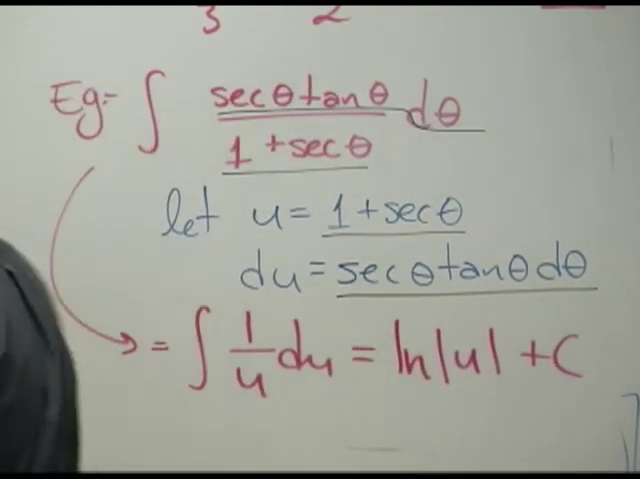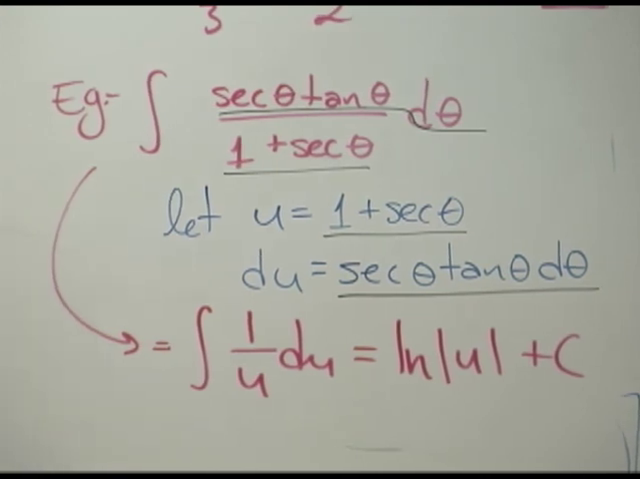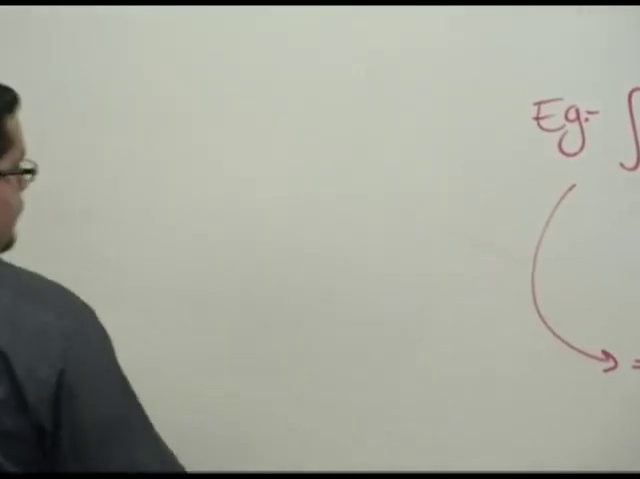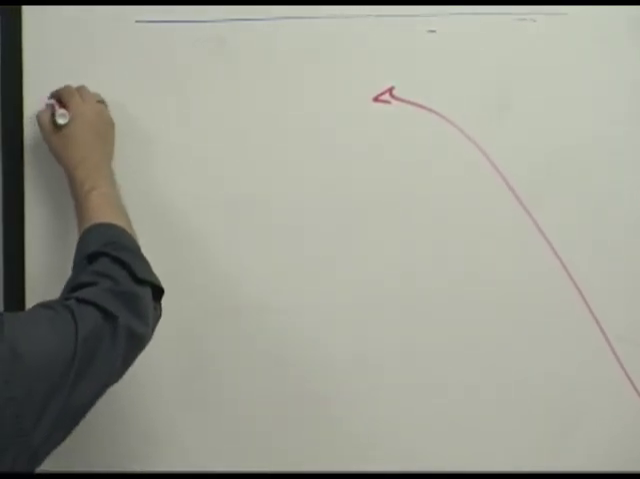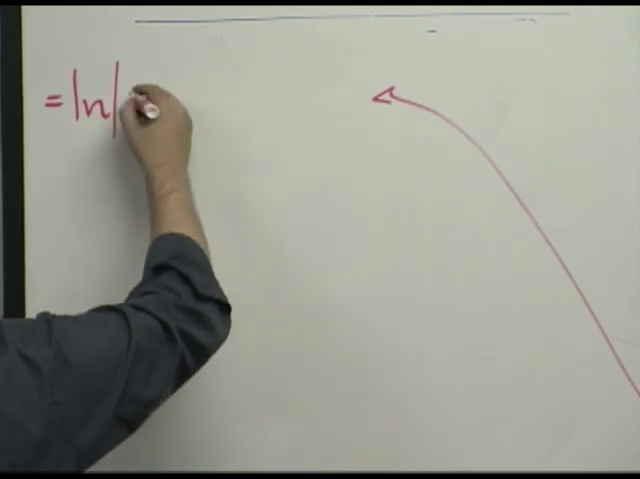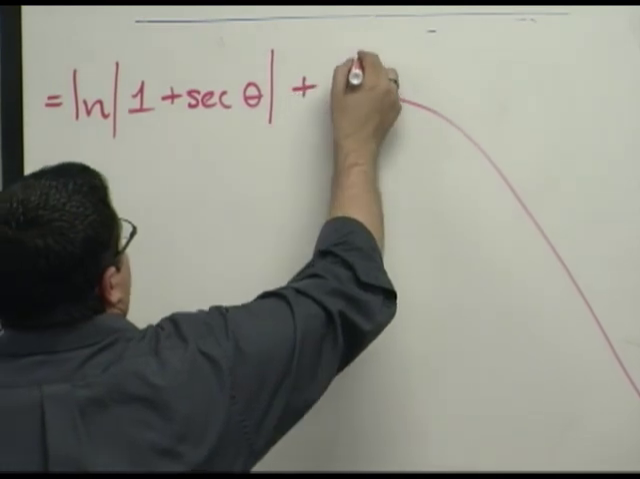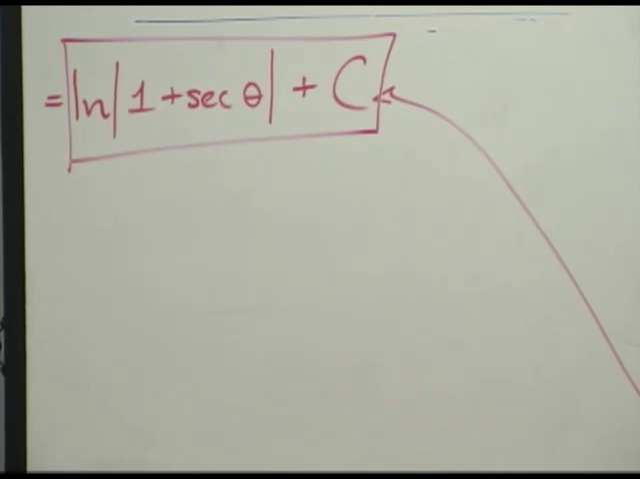Of course, we need to replace the u, right, with the substitution. In this case, that means that our answer is the natural log of the absolute value of 1 plus secant theta, plus a constant. Questions?